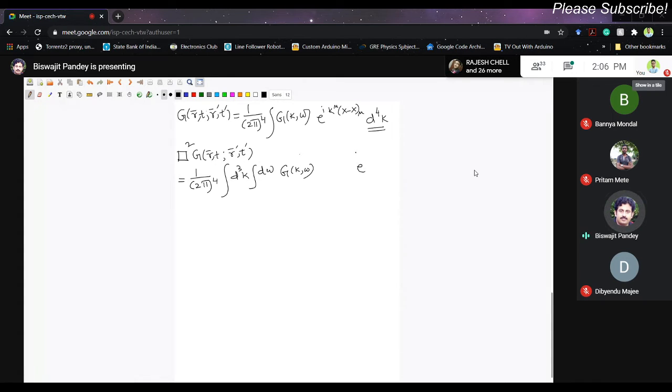to the power কি হবে, এটা মাইনাস অফ i k ডট r মাইনাস r প্রাইম, এটা মাইনাস ওমেগা টি মাইনাস টি প্রাইম। তুমি উল্টো ঘুরে লিখতে পারো এটাকে, ওমেগাটা প্লাস হয়ে যাচ্ছে, তাহলে হচ্ছে i omega t minus t prime minus i k dot r minus r prime.